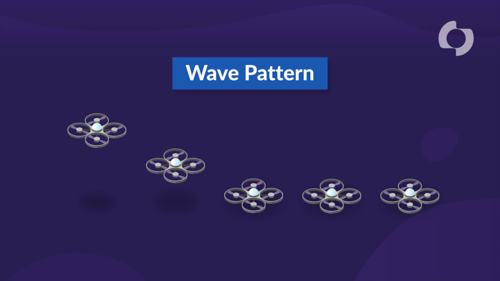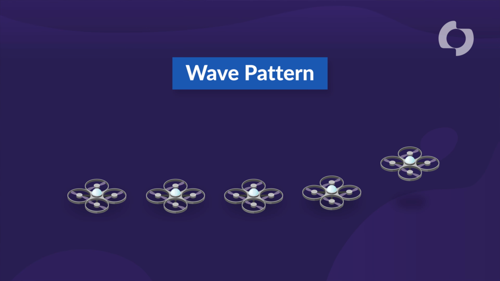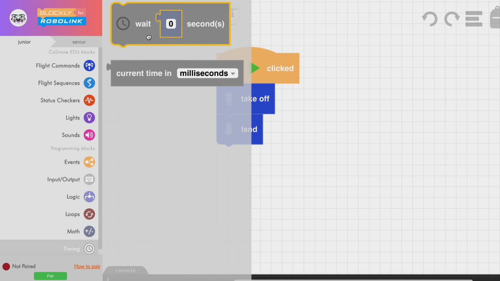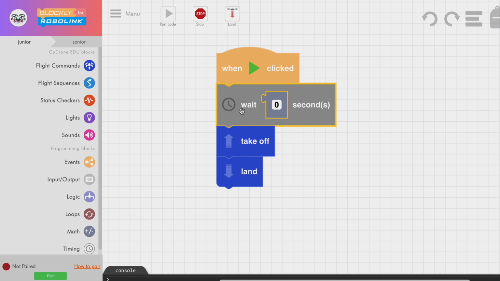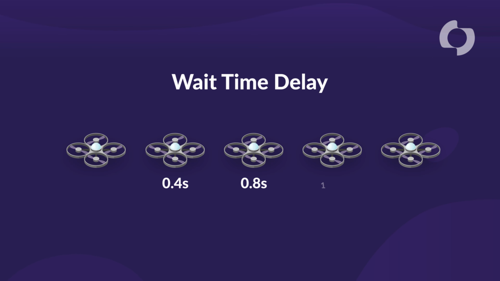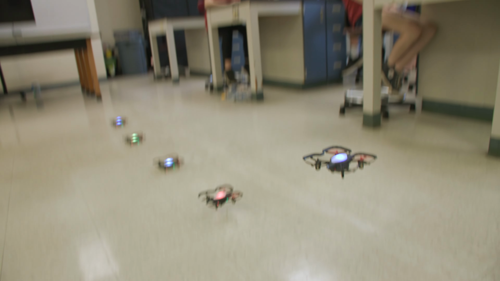We need each drone to launch a little bit after the previous drone, so their motions are staggered. So let's program a delay or a wait time that is longer and longer for each drone in the sequence. Here we can add a block for wait 0.4 seconds to the second drone in the sequence, and then each additional drone gets 0.4 seconds more wait time than the previous one. And then we all press run code at the same time. Now we have our wave.